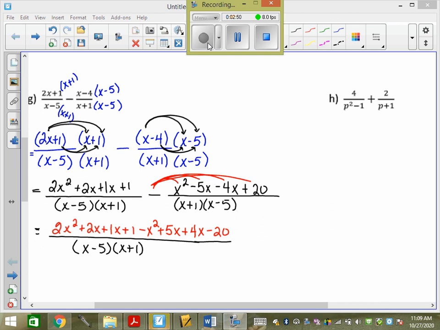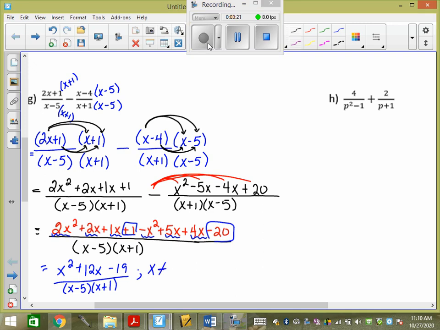And then we have to collect like terms. So we get 2x squared minus x squared equals x squared. Plus 2x plus x is 3x, plus 5x is 8x, plus 4x is 12x. And then plus 1 minus 20 is negative 19 over x minus 5, x plus 1. I can't factor the top because the only factors of 19 are 1 and 19, so it's not going to give me 12. But I do have to still state my NPVs, which are x cannot equal negative 1 and 5.